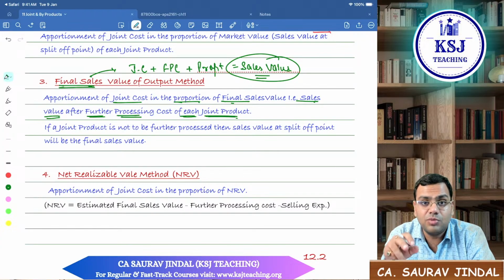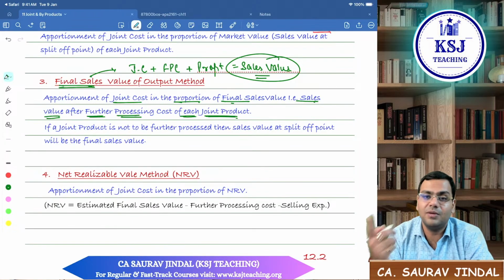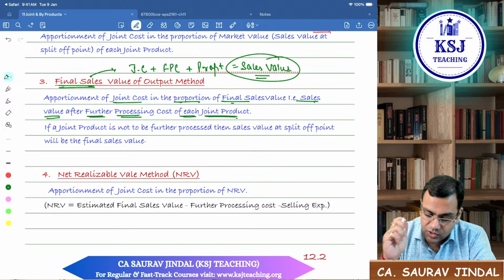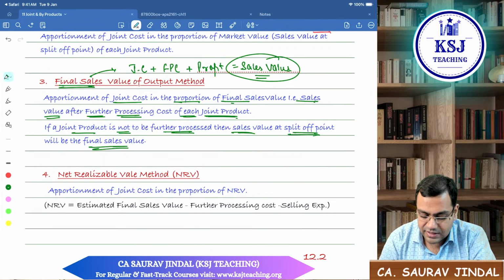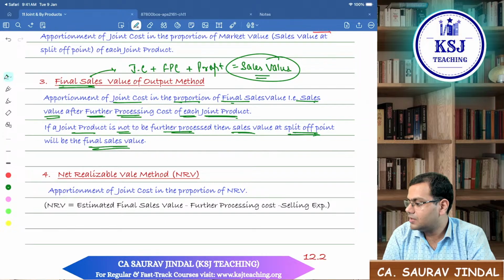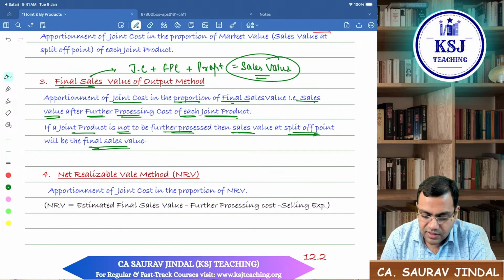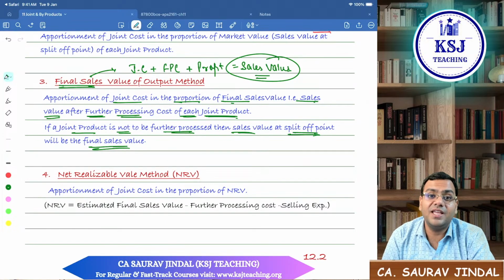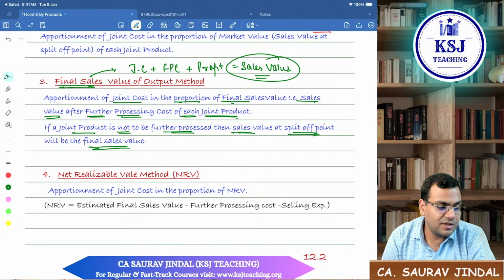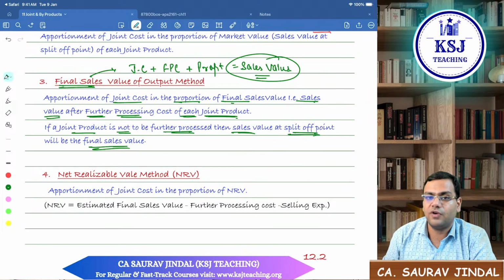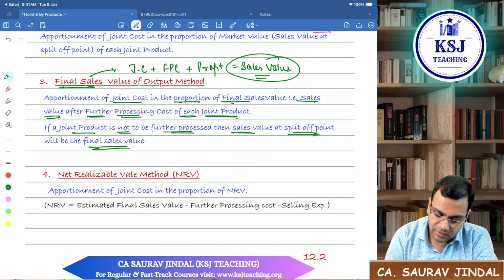If there is further processing to be done, then whatever is the sales value after doing further processing will be the final sales value, right? So this you have to be clear. If a joint product is not to be further processed, then the sales value at split off point will be the final sales value, right? So whatever is the final sales value that you will get, that will be the ratio for distribution.